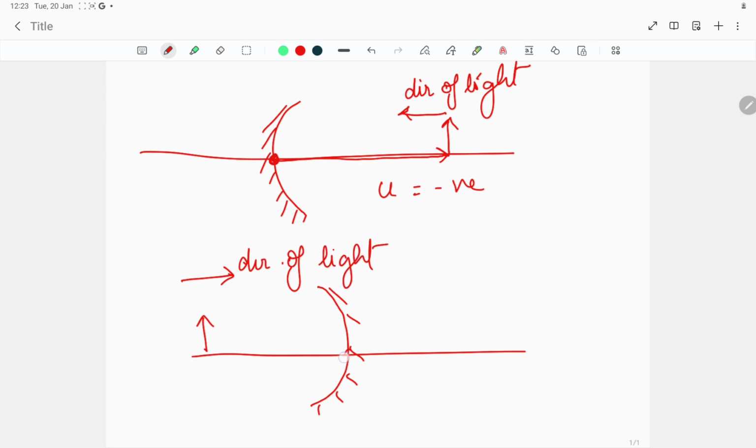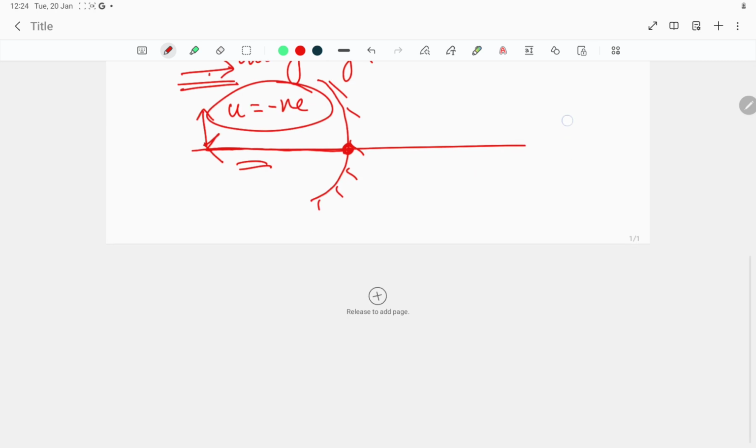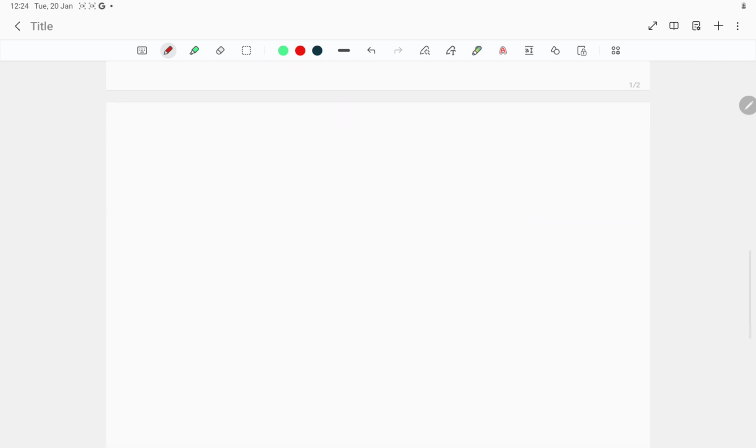And how will you measure it? You have to measure from the instrument towards the object. So you can see here once again u will be negative. So whenever the direction of light and the measuring distance is opposite, then your measurement will be taken as negative. Okay. Now there are some cases where we have positive u.